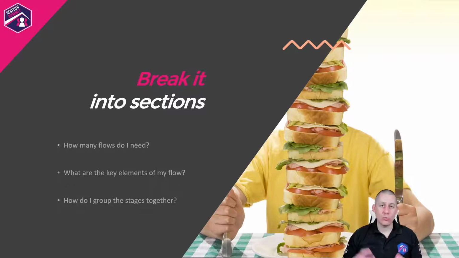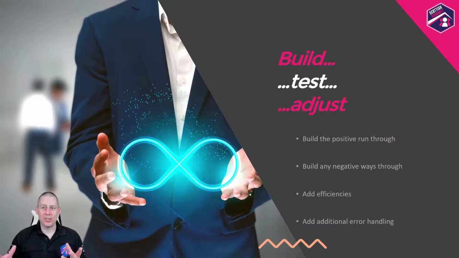And then finally, how do we group the stages together? How do we group our actions together? Because if I can start to group actions together into specific stages, then again, I'm breaking down what could be quite a complex flow into manageable pieces. So whilst it might seem like a lot of hard work, a lot of thinking power going into it, it is going to put you on a good footing for the next stage. And the next stage: build, test, and adjust.